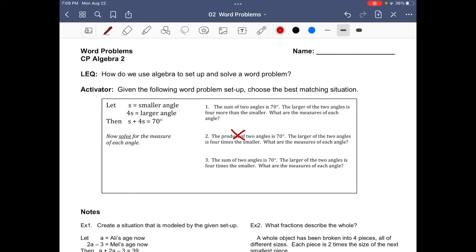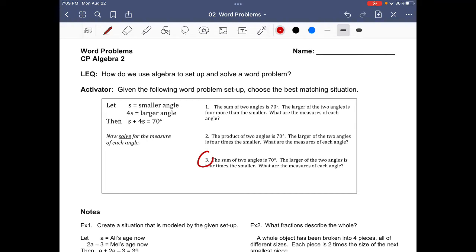How about number 3? The sum of two angles is 70. We already have confirmed that. It says that the larger of the two angles is 4 times the smaller. Remember up in the first one, it said that it's just 4 more the smaller. So we have to understand that to be 4 times would represent a product like we have right here, this 4s. 4 more would be represented actually with a plus sign. So do you realize that the 4 times the smaller is what we're seeing with 4s? And that, of course, means that statement number 3 is our one of choice.